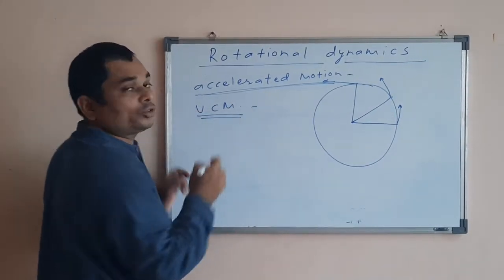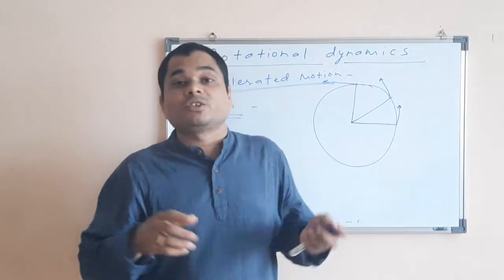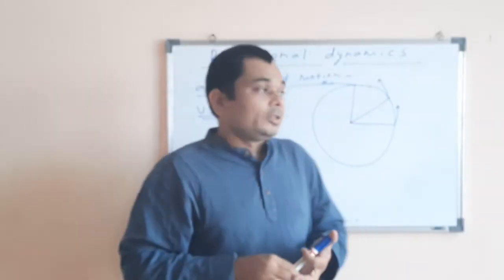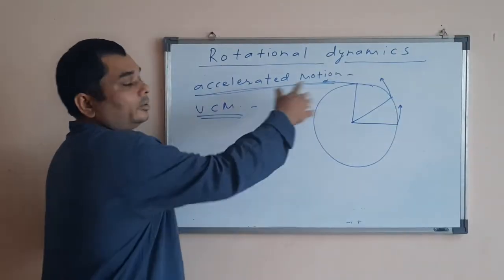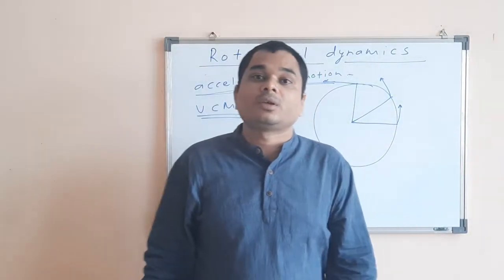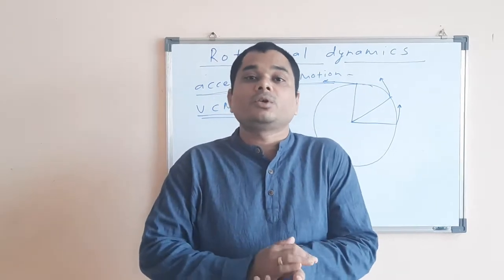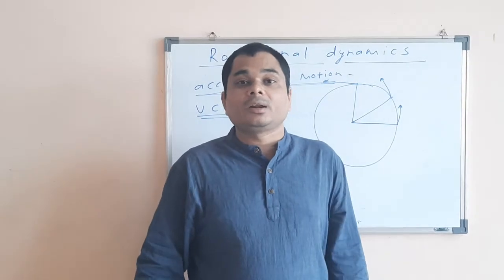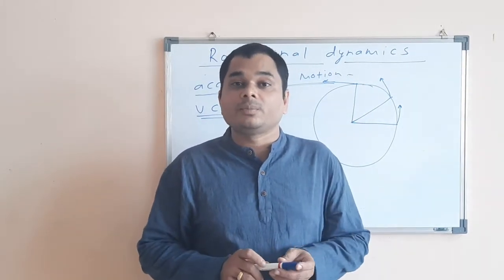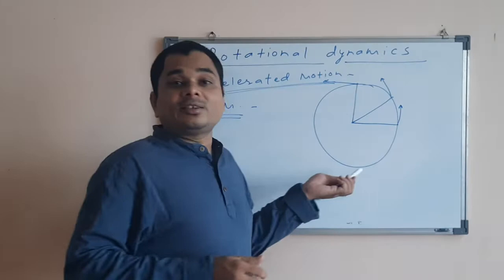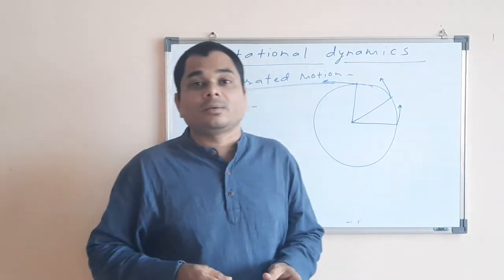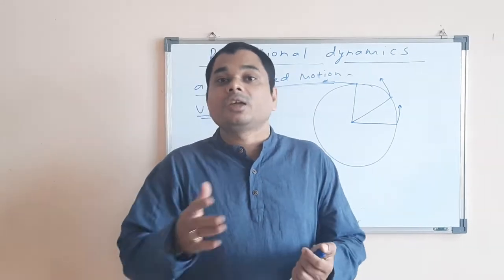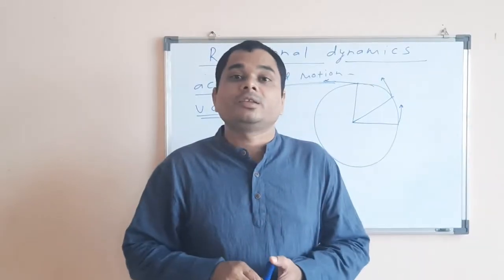Now uniform circular motion is what? If the speed of the particle which is performing circular motion remains constant, then we say that the particle is performing uniform circular motion. The circular motion in which the speed of the particle remains constant is called uniform circular motion. So even if it is a uniform circular motion, it will have an acceleration, because the velocity will keep on changing due to the change in the direction.